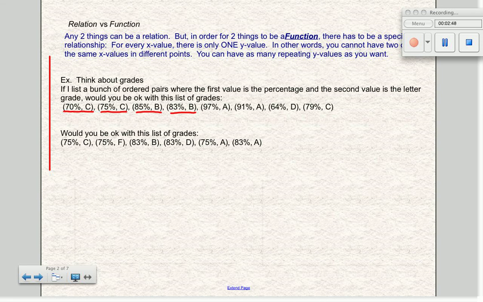I believe if you looked at all those points, it would be fair. According to the gradebook that the Art Institute uses, it would be fair if you got a particular percent and a particular grade.